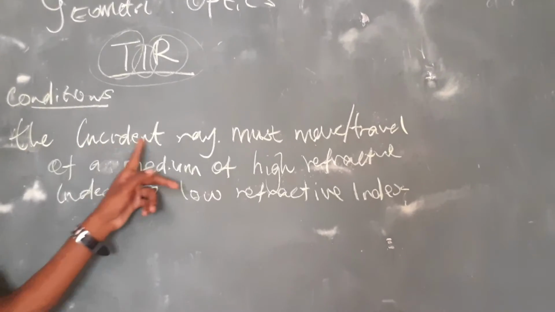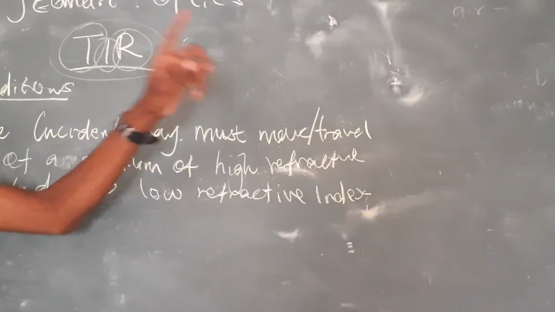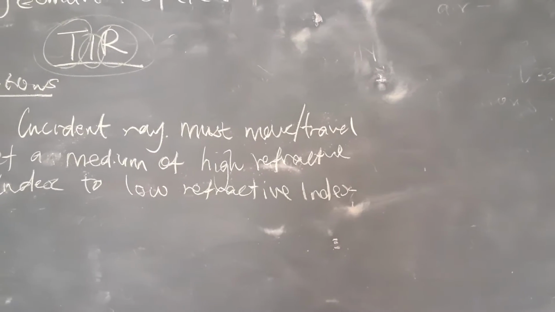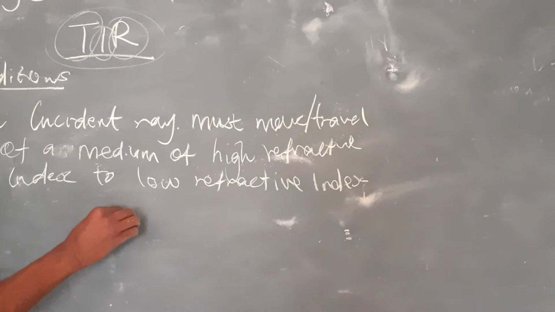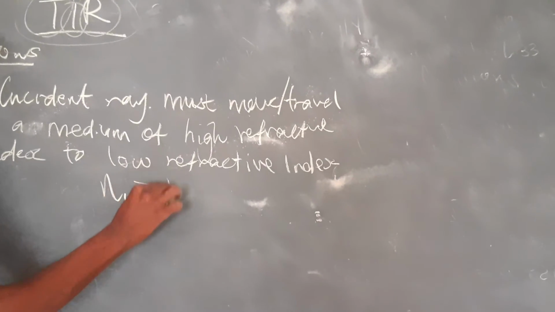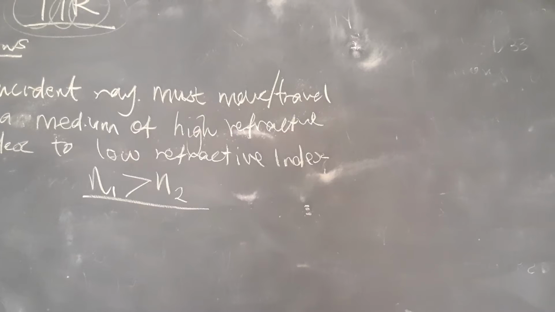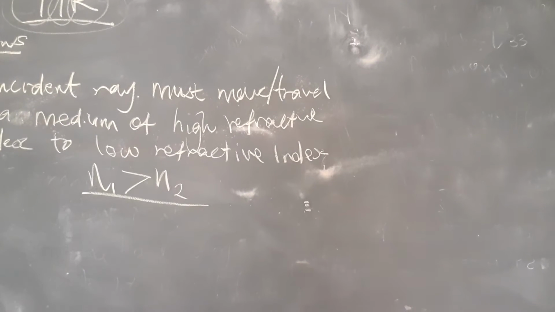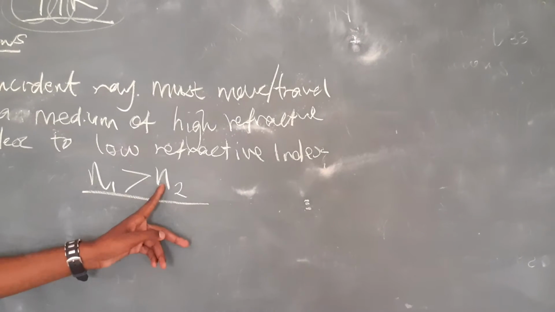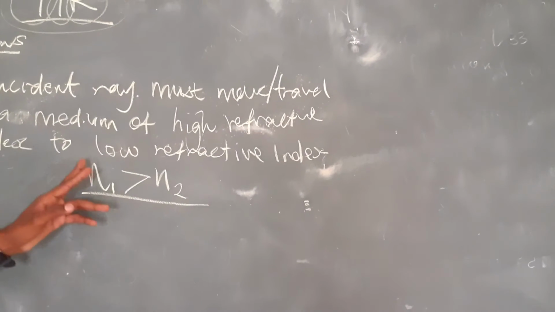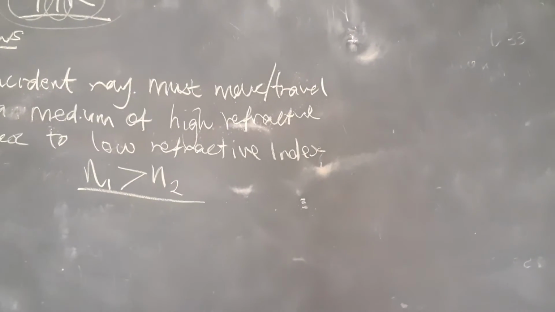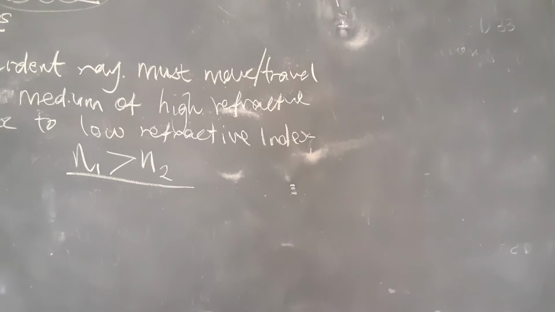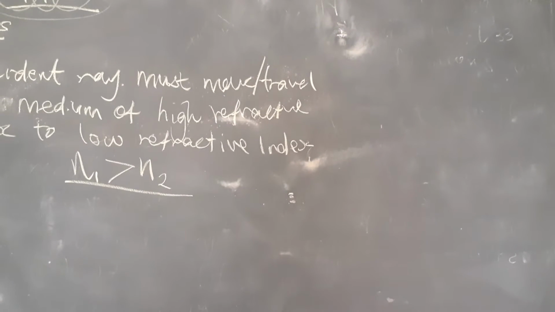We say that the incident ray, or the light, must travel from the medium of high refractive index to the medium of low refractive index. What we mean is that N1 must be greater than N2. The refractive index of the first medium should be greater than the refractive index of the second medium. So if this one is 10, this one must be 8. If this one is 20, this one must be 10. As long as the first medium is bigger than the second medium, total internal reflection can happen.